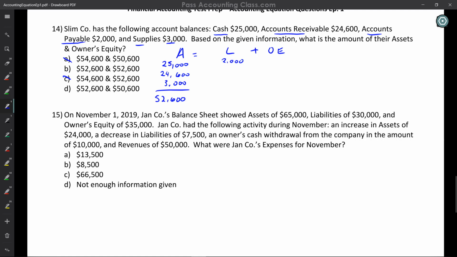Next, what I'm going to do is solve for the equation. So 52,600 equals 2,000 plus owner's equity. So I'll say owner's equity equals 52,600 less 2,000. So owner's equity is going to equal 50,600. So our answer then is going to be D.